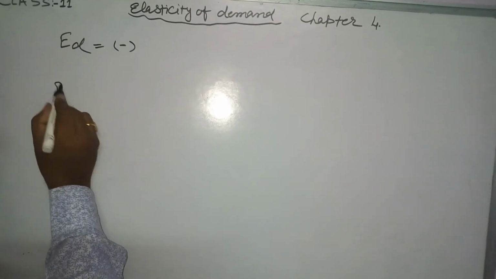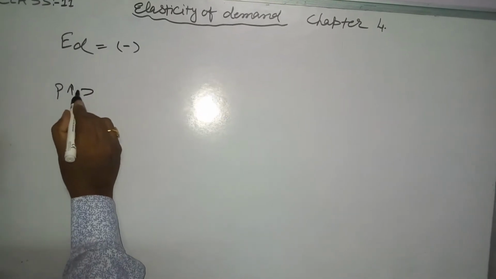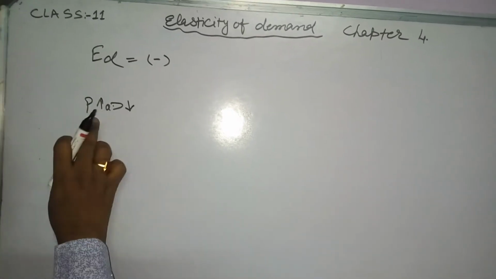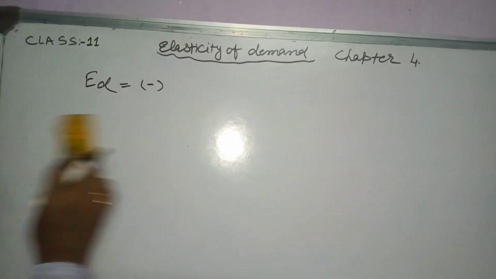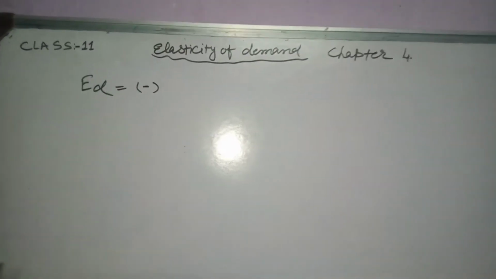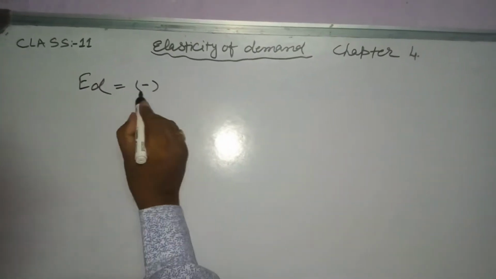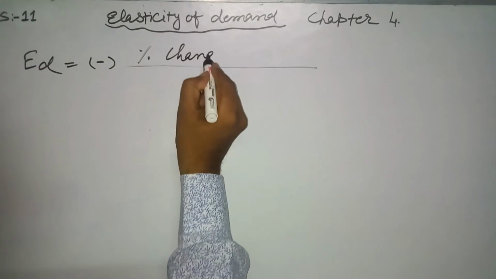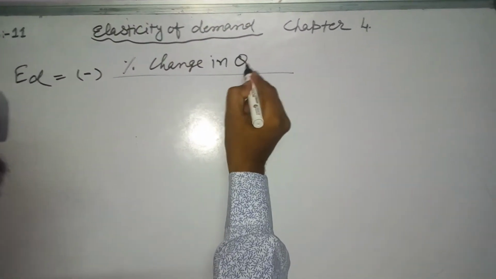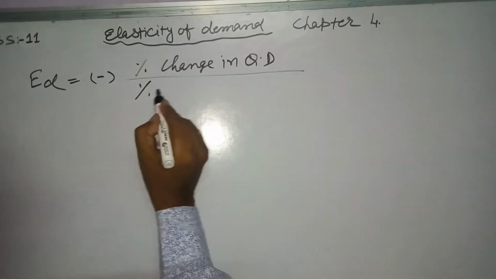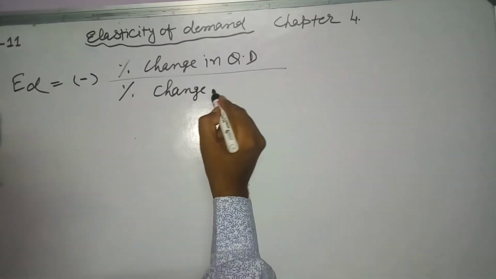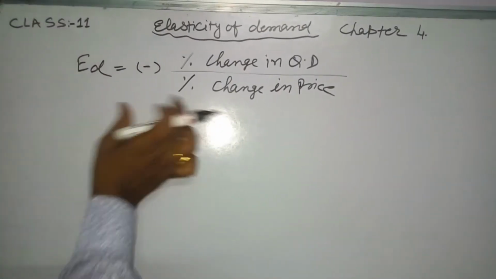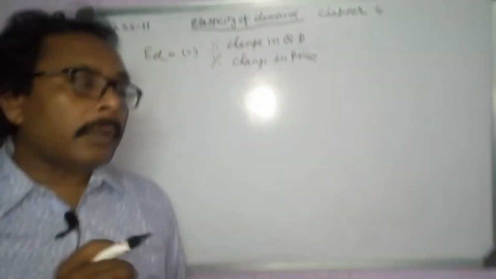As we know, when price increases, quantity demanded decreases. Is it clear? So it is in the opposite direction, and due to the opposite direction we put the negative sign here. So ED is equal to minus percentage change in quantity demanded divided by percentage change in price. Clear? So this is the formula to measure the elasticity of demand.